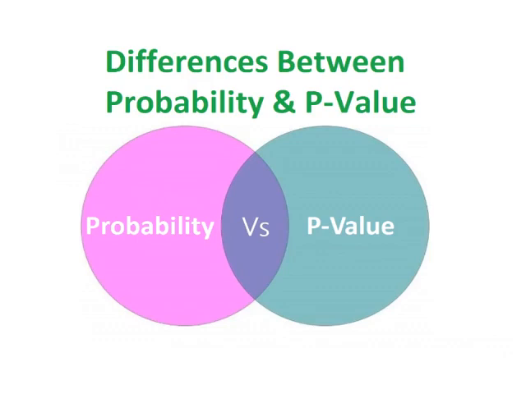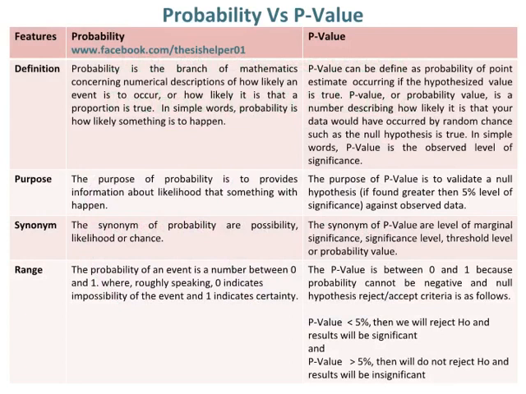Differences between probability and p-value. Probability versus p-value. Probability is the branch of mathematics concerning numerical descriptions of how likely an event is to occur, or how likely it is that a proportion is true. In simple words, probability is how likely something is to happen.